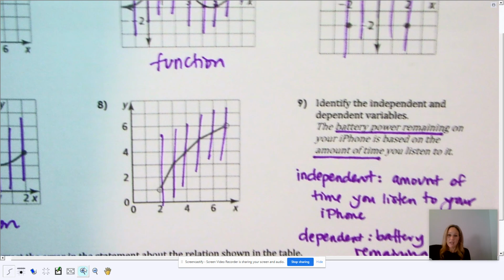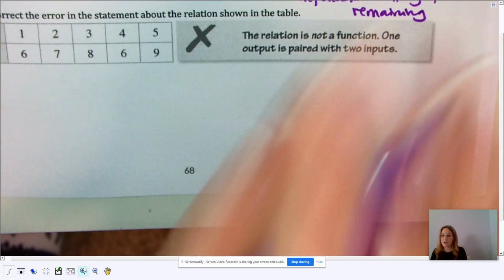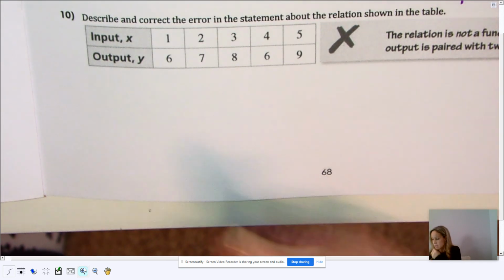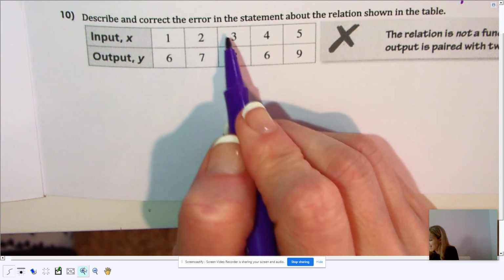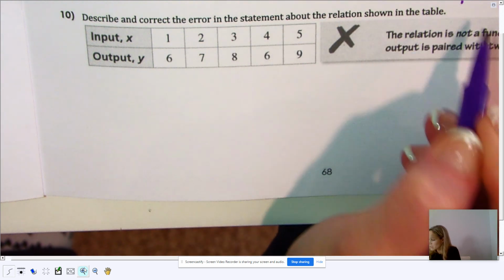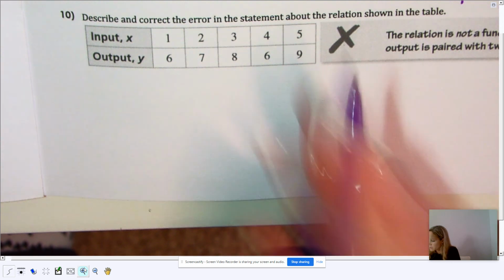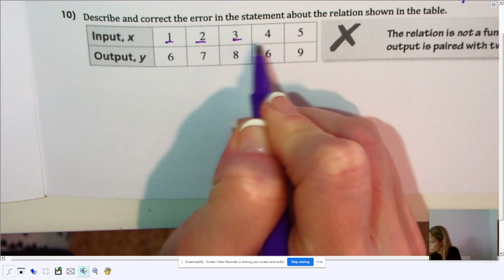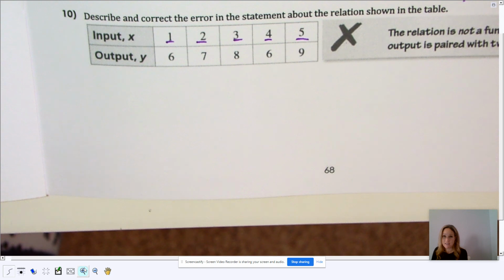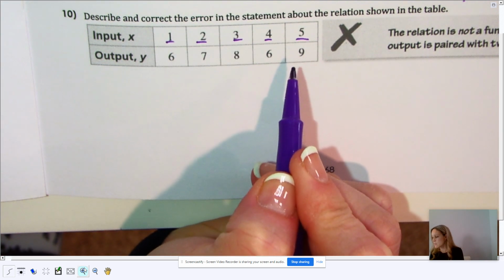Okay, question number 10. You guys are going to do this one on your own. But just a heads up, it says describe and correct the error in the statement about the relation shown in the table. So this one says the relation is not a function. Well, what do you know? When the inputs are all different, it's automatically going to be a function, right? The only time it's not a function is if one input has two different outputs.